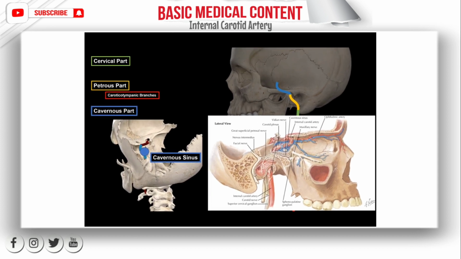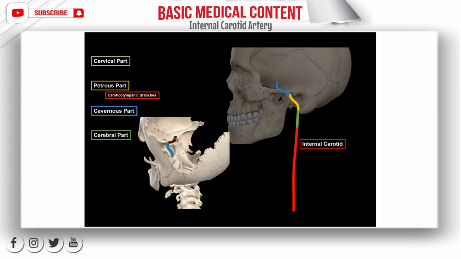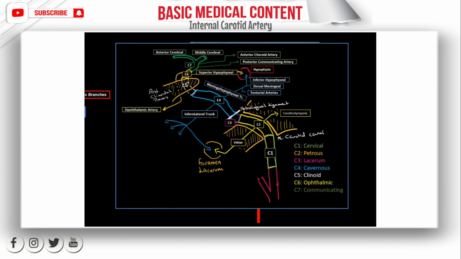And then as it goes up, it eventually gets the name cerebral part, where it is divided into 5 terminal branches. Now, I mentioned earlier that it could be divided into 7 segments, and I'm not really going to spend too much time on this, but I made a quick scheme of the 7 segments with the side branches of the internal carotid.